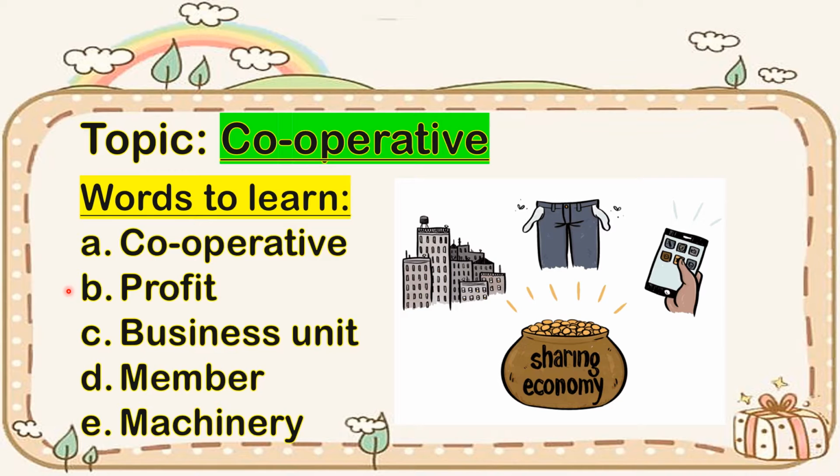So class, when you say cooperative, this is an organization of people. Letter B, profit, is money that you get from selling something or by doing business. Letter C, business unit. It is where you do your business or what your business is. Letter D, member, means a person that is involved or included in a group. And letter E, machinery. It talks about machines and technologies.